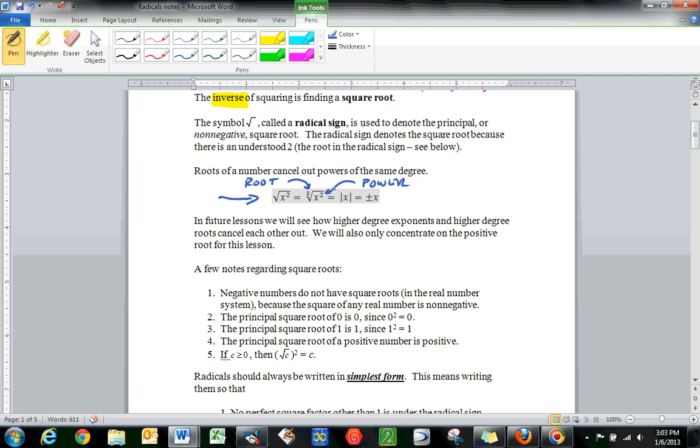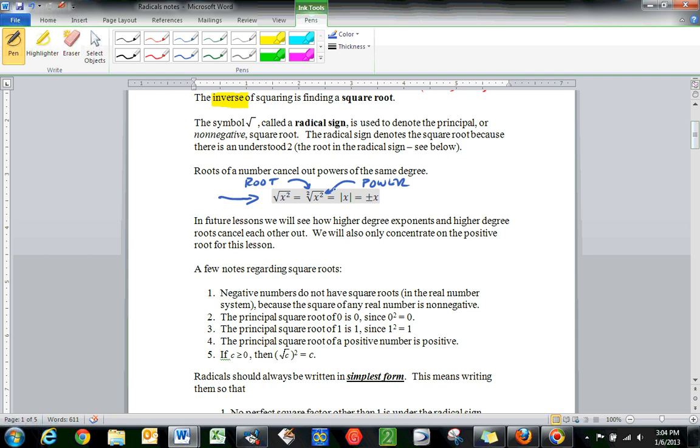Now, this will actually give us the absolute value of that term. And if you recall from previous lessons, anytime we have the absolute value of a term, we actually have the positive and negative version of that particular value. So we can see here that the square root of x squared is actually equal to plus or minus the square root of x.